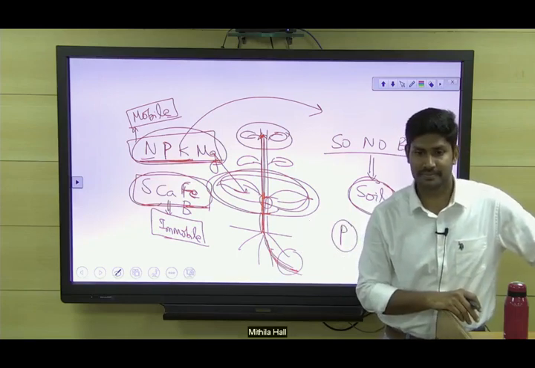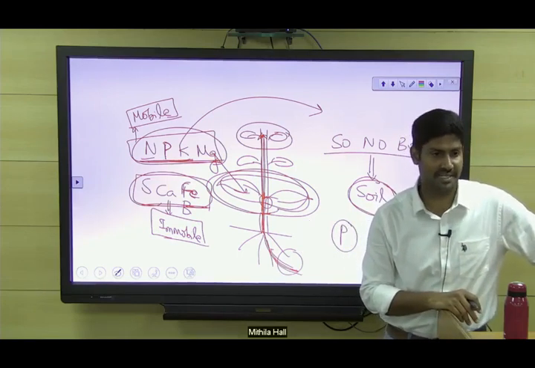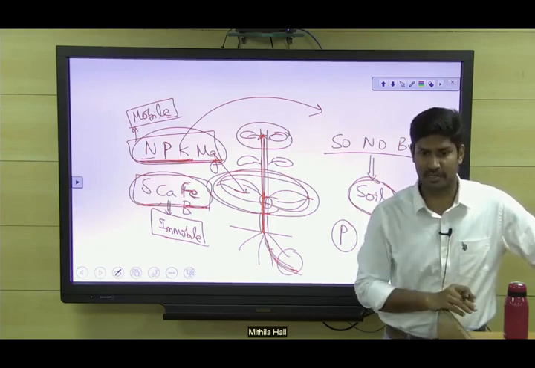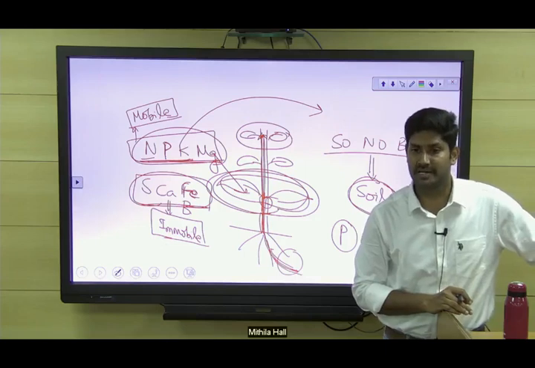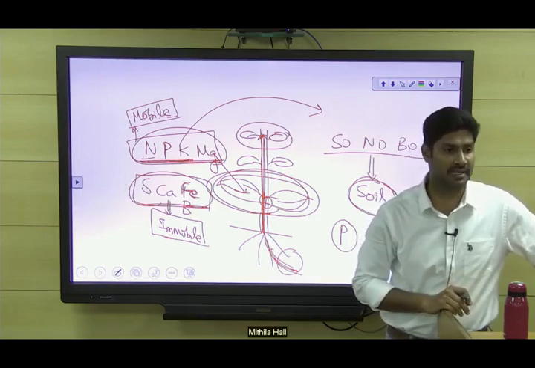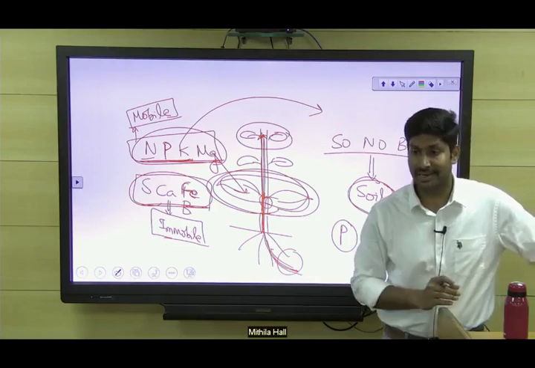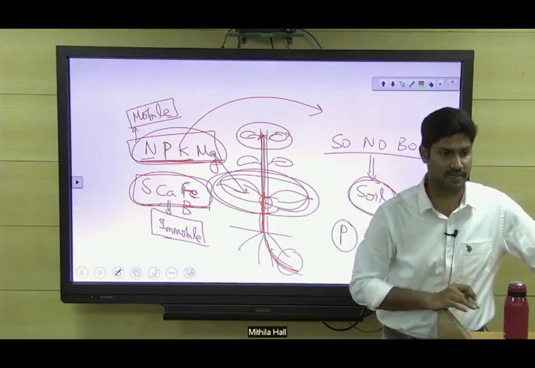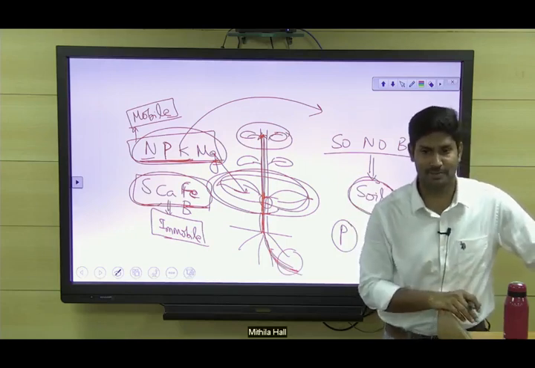Why? There is a logic. Why we cannot apply nitrate form of fertilizer for the rice plant? Nitrate form of fertilizer means ammonium nitrate, sodium nitrate, calcium nitrate. These are the various nitrate form of nitrogen fertilizers. Usually we don't apply this fertilizer for the rice plant. We should not apply.